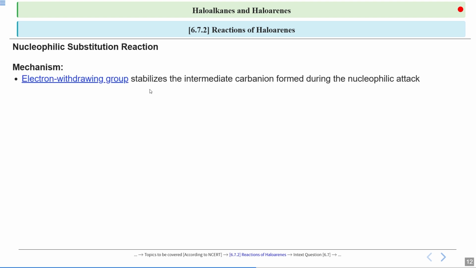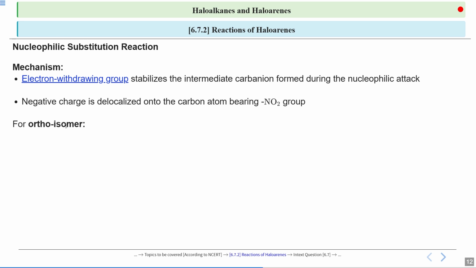So the electron withdrawing group stabilizes the intermediate carbanion formed during the nucleophile attack. Okay. During the nucleophilic attack, the carbanion that is forming as an intermediate is stabilized by the electron withdrawing group. How? The negative charge is delocalized onto the carbon atom that is bearing the NO2 group. So the negative charge is going to be delocalized onto the carbon on which the NO2 group is present, and the resonance will happen.